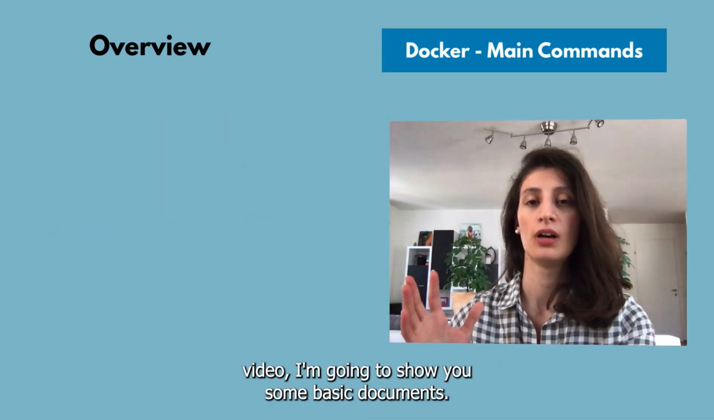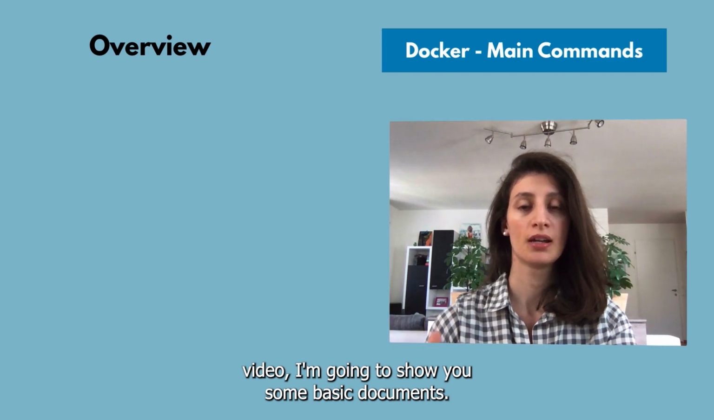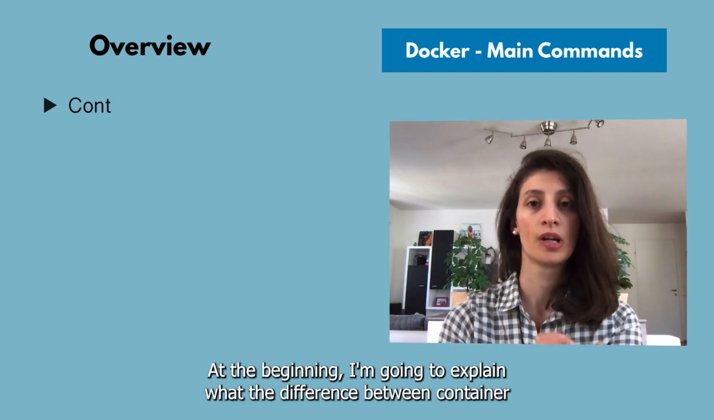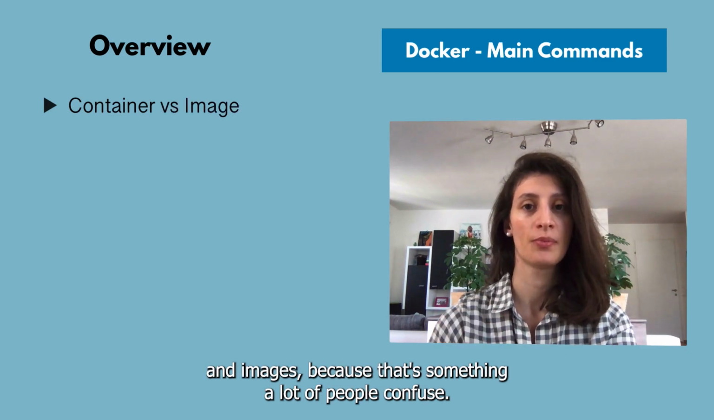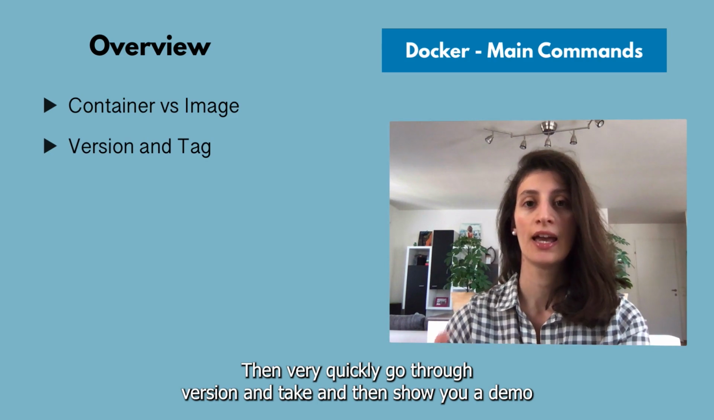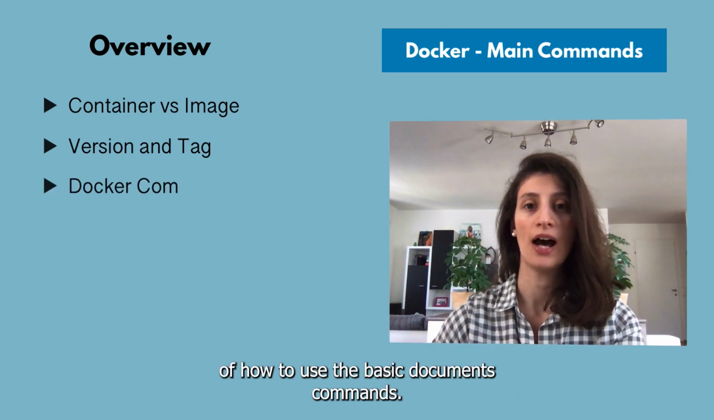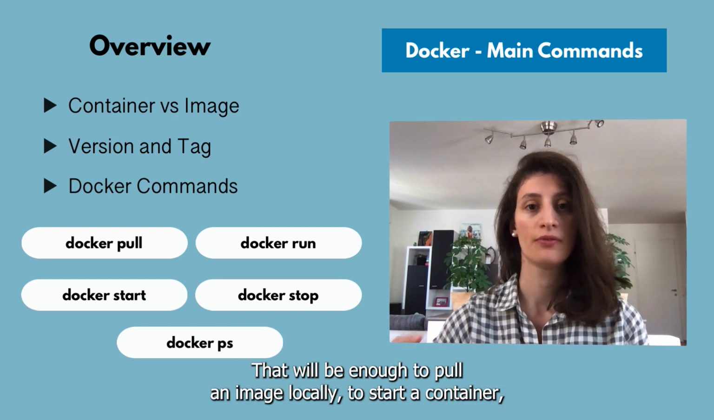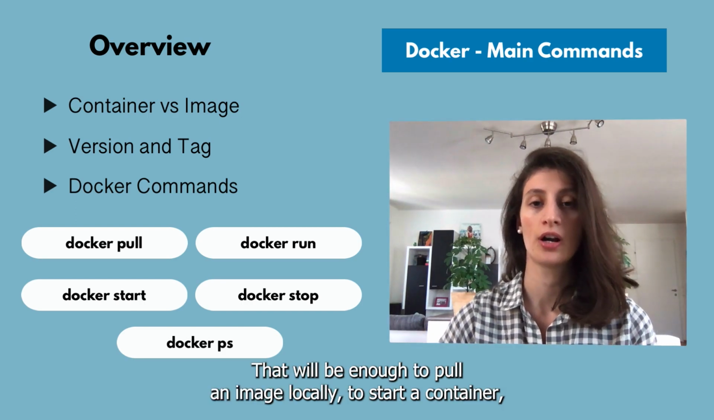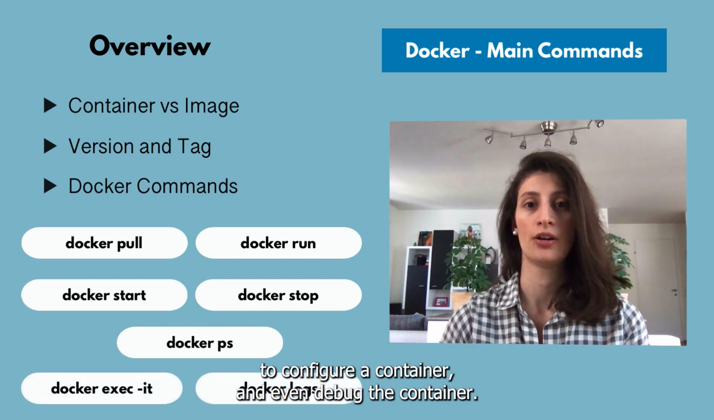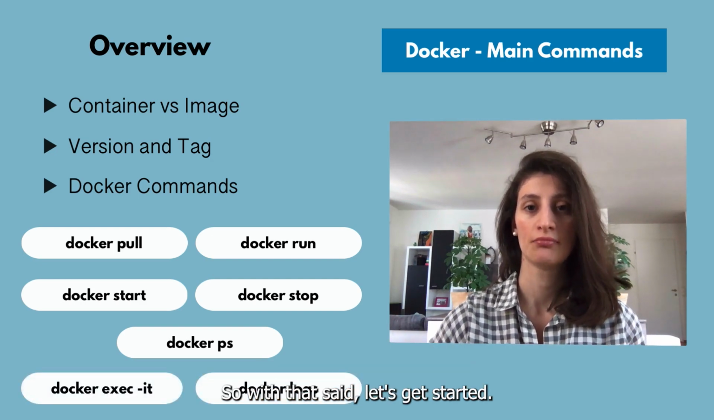So in this video, I'm going to show you some basic Docker commands. At the beginning, I'm going to explain what the difference between container and image is, because that's something a lot of people confuse. Then very quickly go through version and tag, and then show you a demo of how to use the basic Docker commands. Commands that will be enough to pull an image locally, to start a container, to configure a container, and even debug the container. So with that said, let's get started.